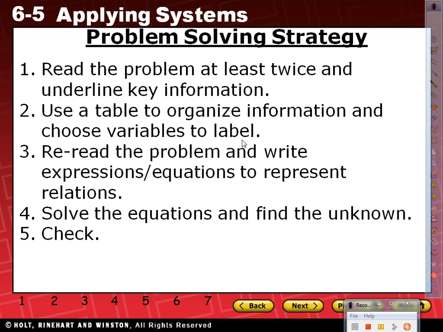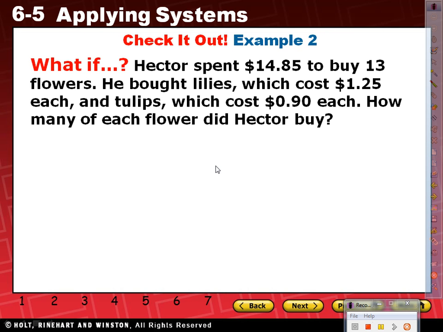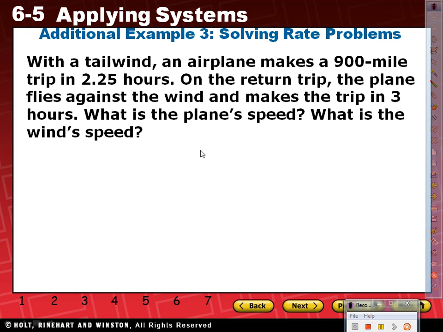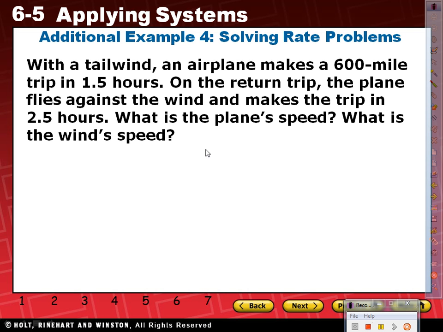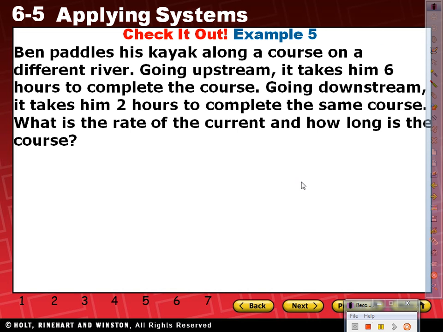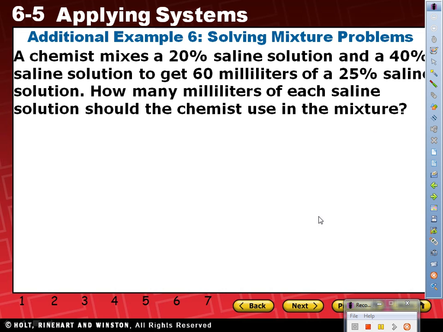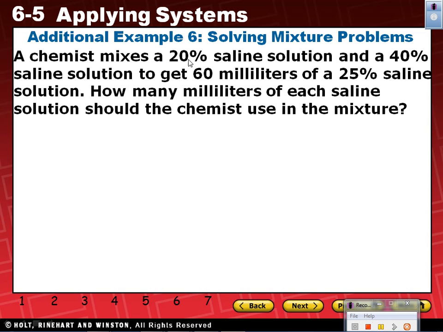We did some of these with items, with more items. We did with airplanes. We did with canoes and such. And we arrived to this next one. Copy this one down, please. Example number 6. It says, a chemist mixes a 20% saline solution and a 40% saline solution to get 60 milliliters of the 25% saline solution. How many milliliters of each saline solution should the chemist use in the mixture? Copy that, please.